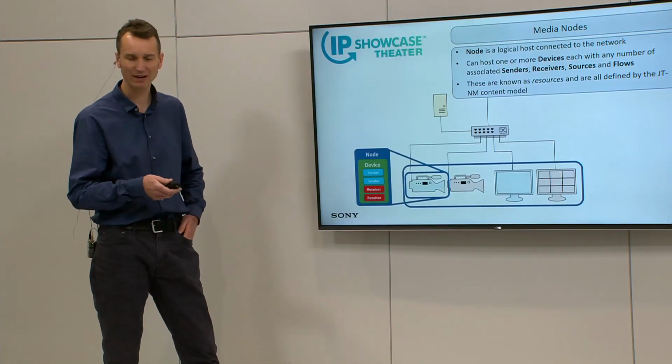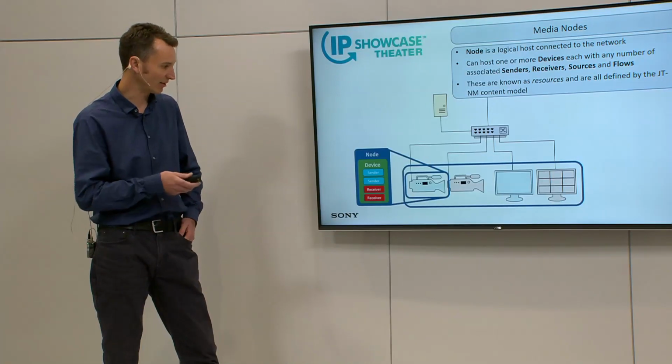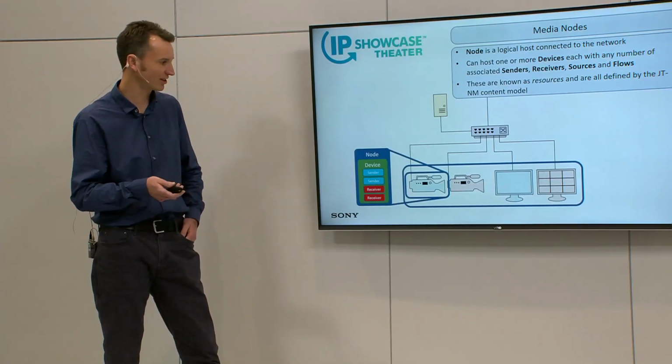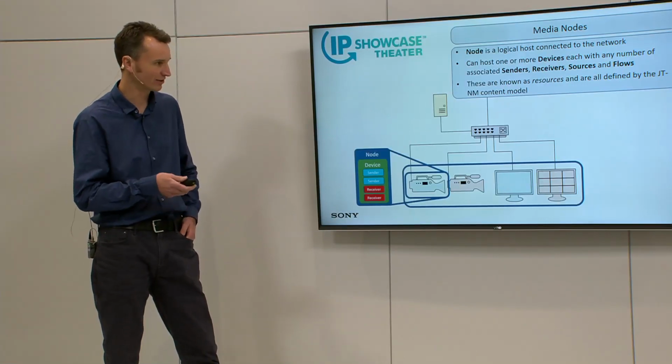Also within that camera, we have 2 receivers. So they're also part of the device. The receivers could be, for example, 2 video return channels, so they could be 2 video receivers.